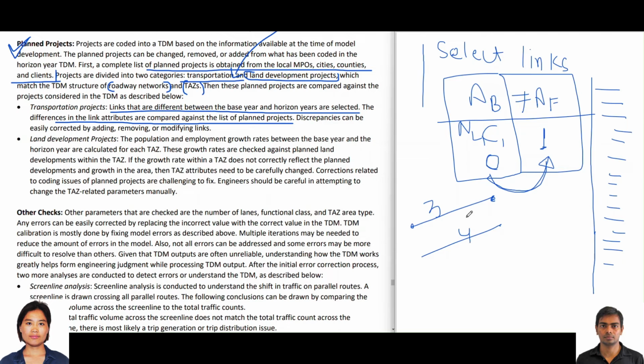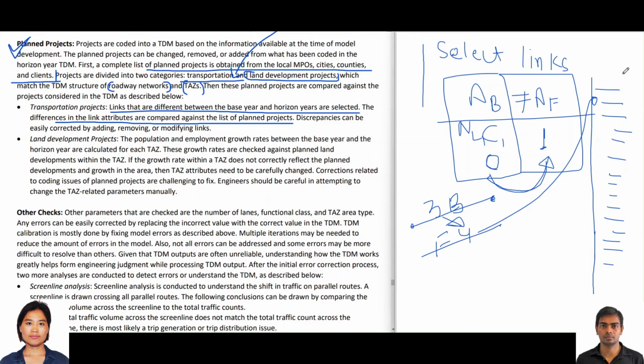So what we want to do is, so this is existing, or let's call it base, and this is called future. So let's say we saw a link where number of lanes is changing from 3 to 4. Then we will go and compare it against the list and try to see whether that roadway exists with the planned project, and see whether this change is justified.